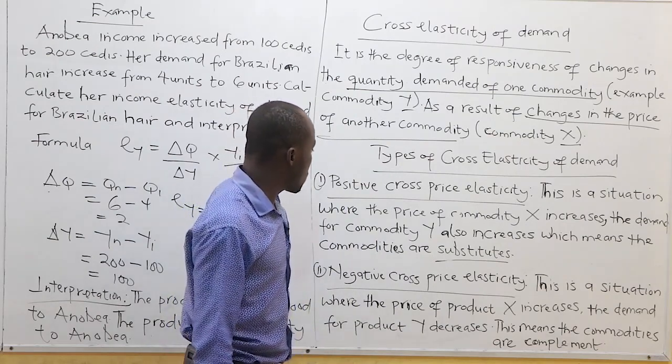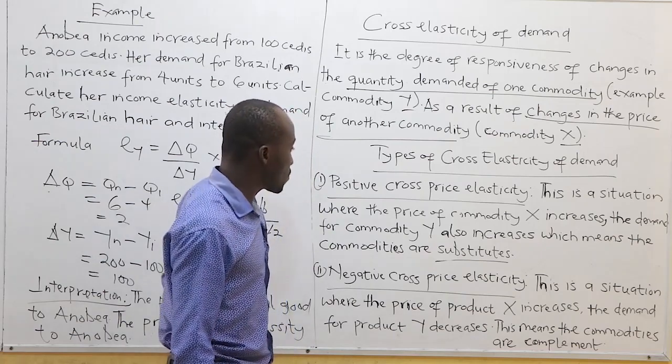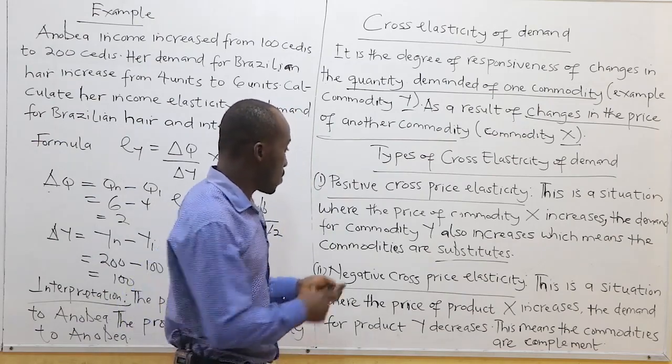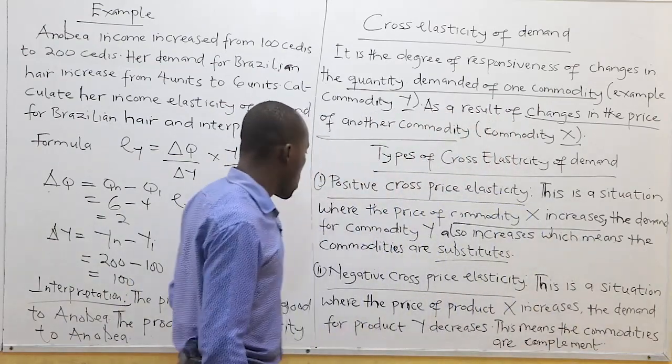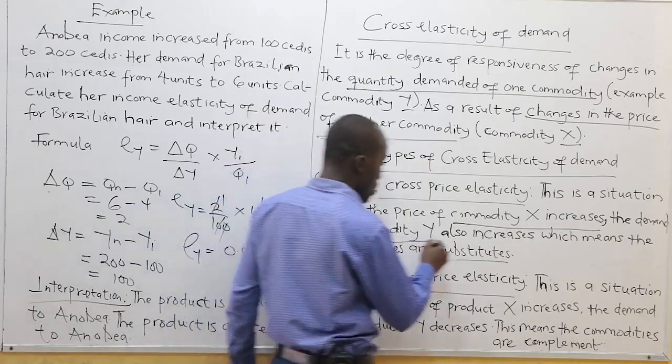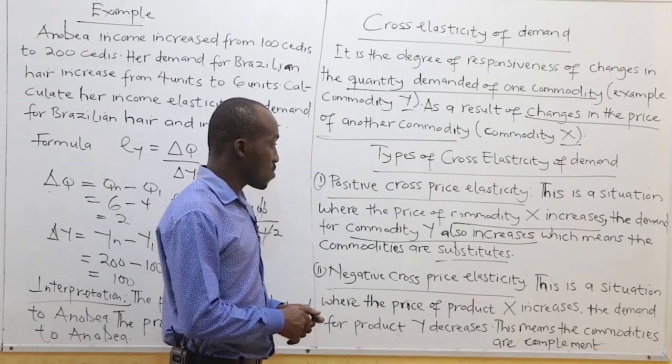So look at the types. One, we have the positive price elasticity. This is a situation where the price of commodity X increases, the demand for commodity Y increases, which means the commodities are substitutes.